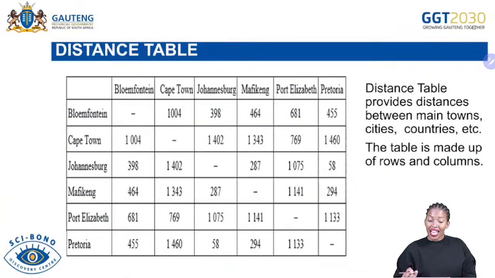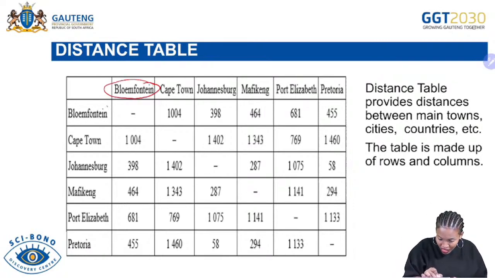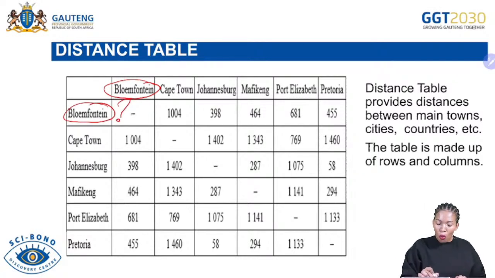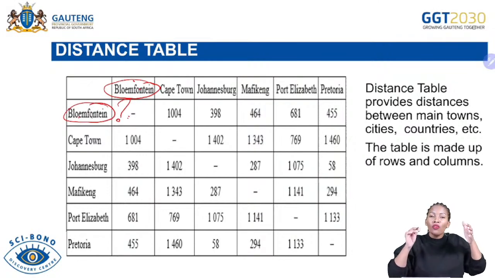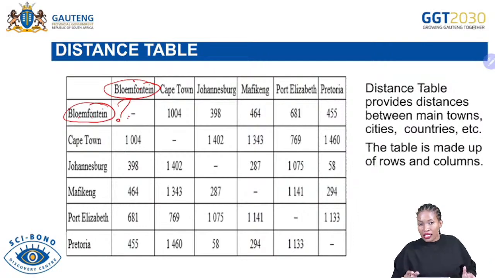And then the last type of map, guys, that we are going to discuss today, is the distance table. This is a very nice and easy map to work with. It shows the distances from one city to another. If you look at Bloemfontein, from Bloemfontein to Bloemfontein, there is nothing. The examiner can ask you, why is there no value from Bloemfontein to Bloemfontein? The reason why there is no value from Bloem to Bloem is because you are in one place. You didn't go anywhere, so there can't be a distance because you are still in the same city.